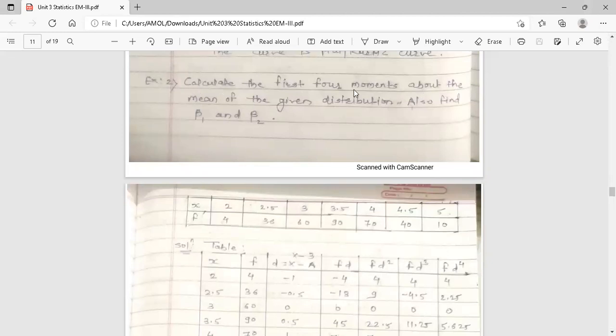To find the moments about the mean, first we have to find the moments about an arbitrary mean. That means you first find the raw moments, and then using the relation between moments about the mean, that is central moments, and raw moments, you can calculate the first 4 moments about the mean. So our first aim is to calculate the raw moments using the frequency distribution. Now, how to find the raw moments using a frequency distribution? In the previous lecture, when we started this 3rd unit, statistics, we discussed raw moments.